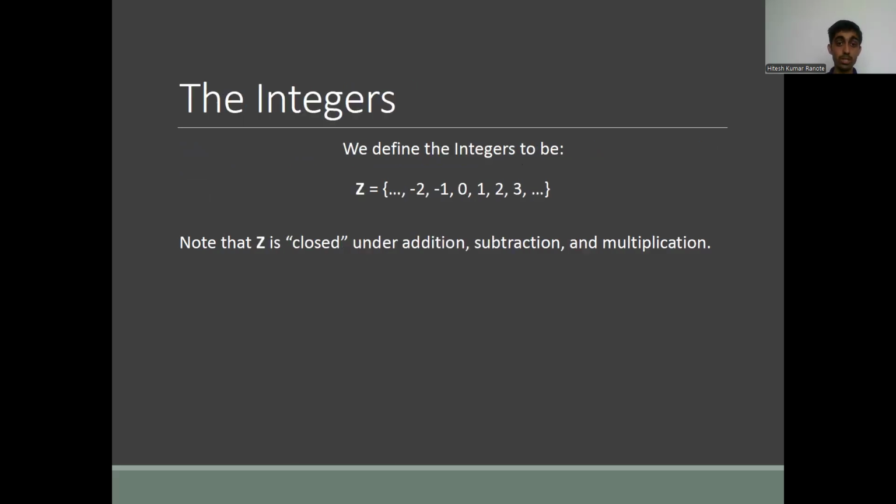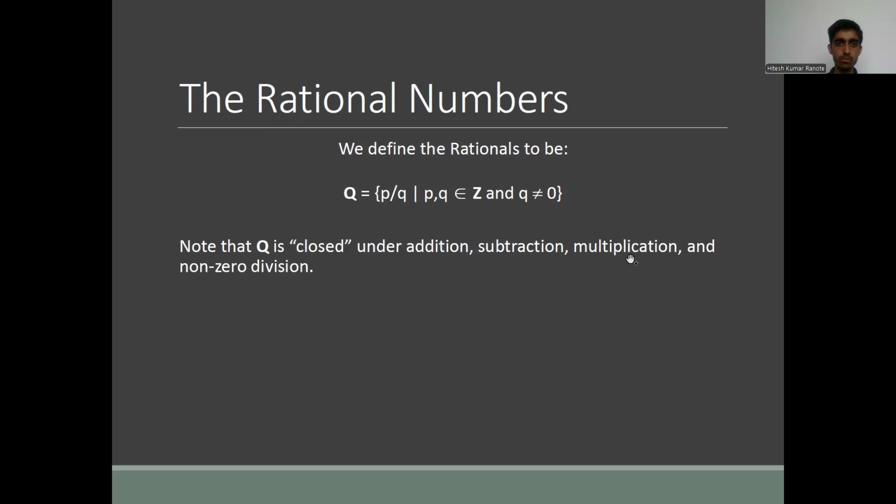Second, the set of integers. We define the set of integers to be from minus infinity to plus infinity. It's like minus 2, minus 1, 0, 1, 2, 3. And the set of integers is closed under addition, subtraction, and multiplication.